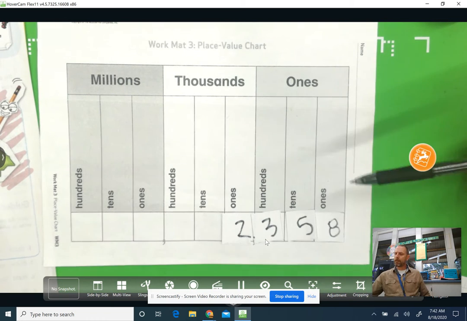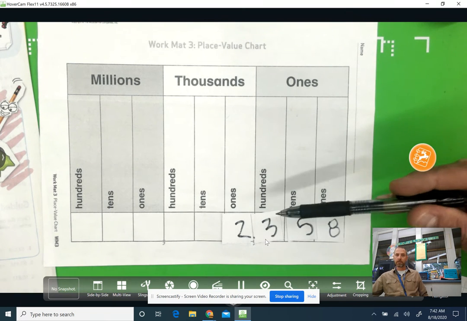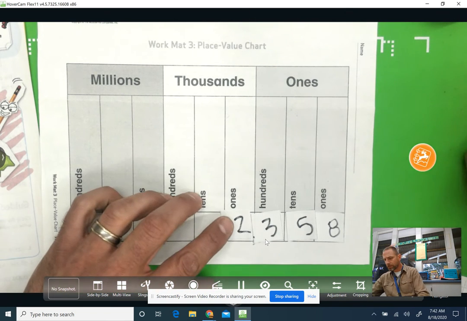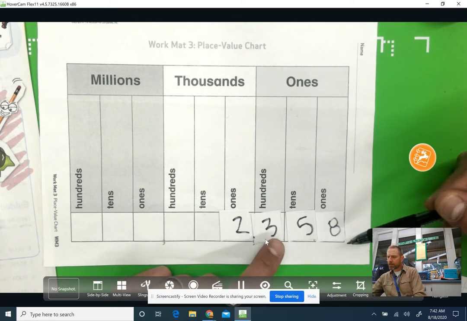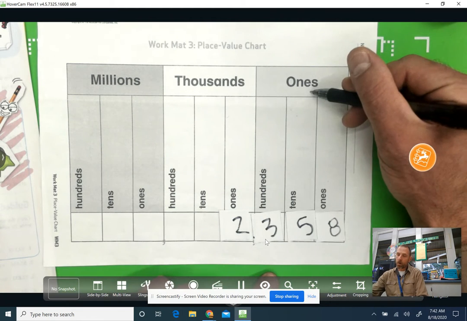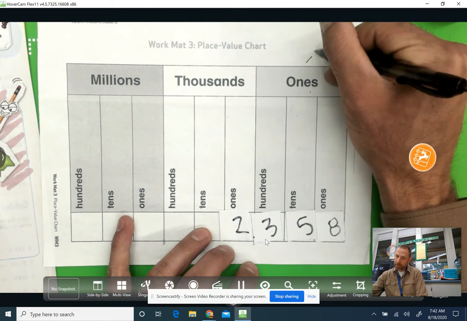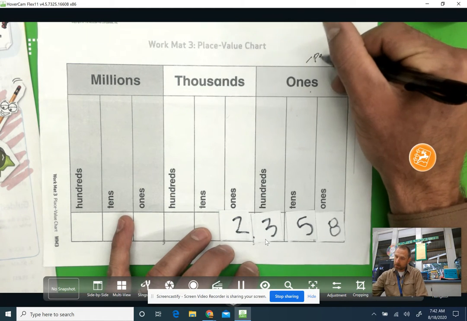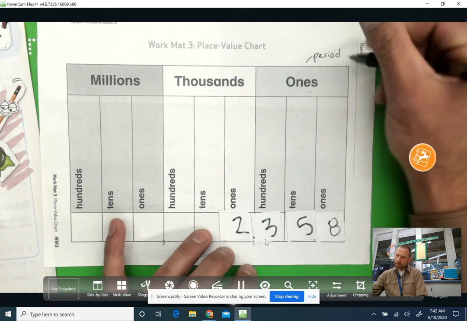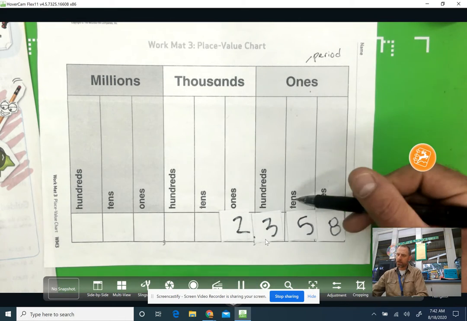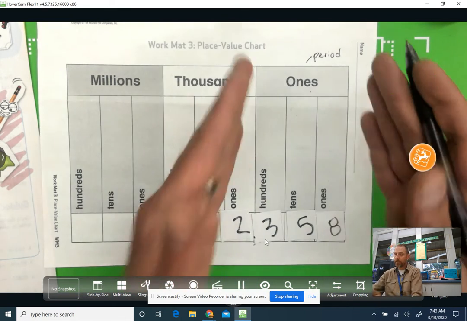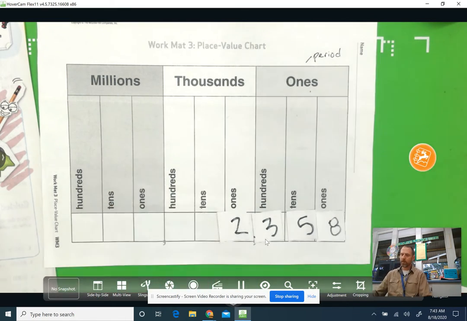Here we have the ones place, the tens place, and the hundreds place. Okay, all three of these digits are in the ones period. Okay, each one of these blocks that contains ones, tens, hundreds is a period. Okay, so this is the ones period.